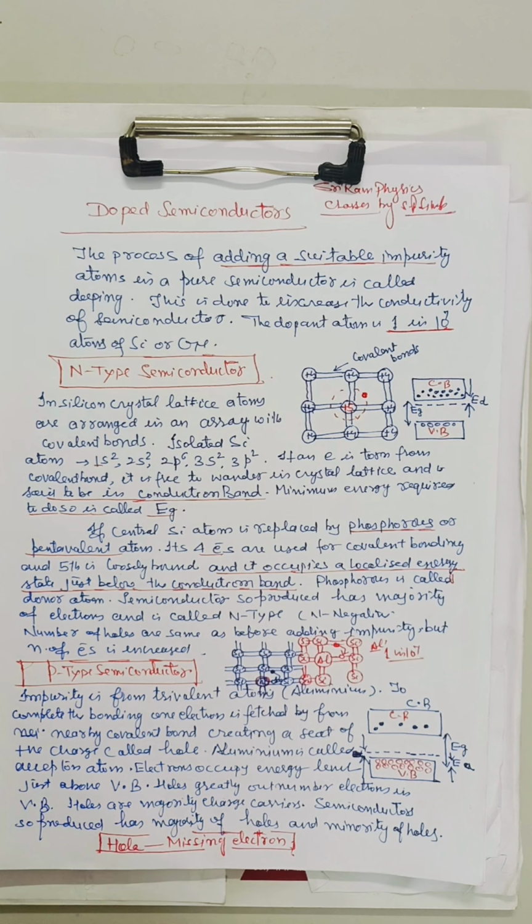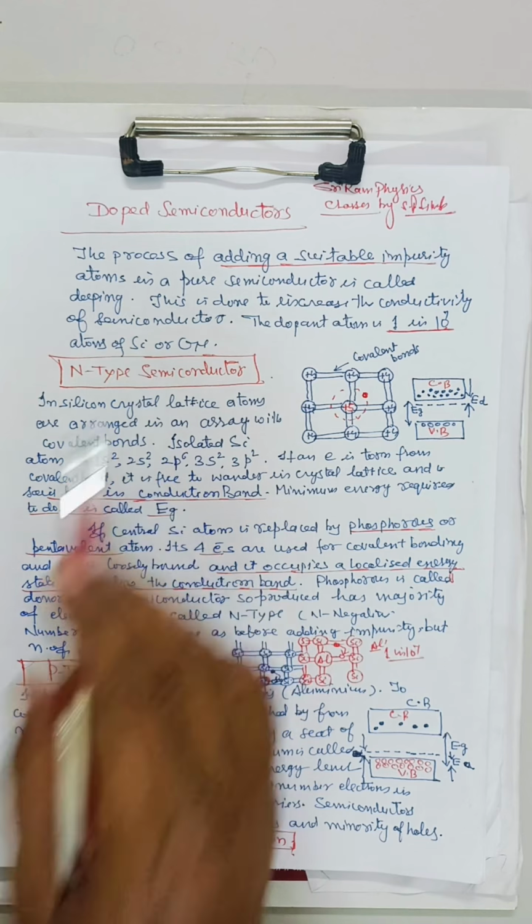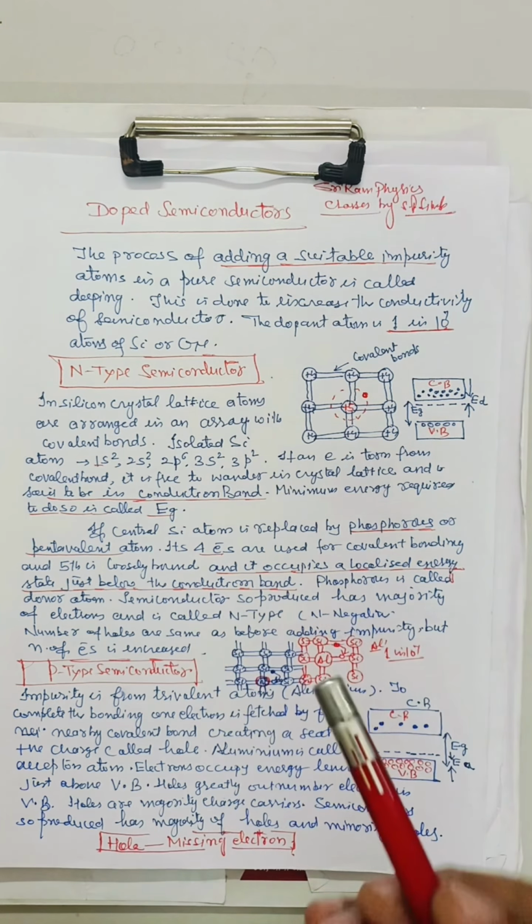The process of doping is very controlled and deliberate. That is, the dopant atom is 1 in 10 to the power 7 atoms of silicon or germanium. Let us come to N-type semiconductor.